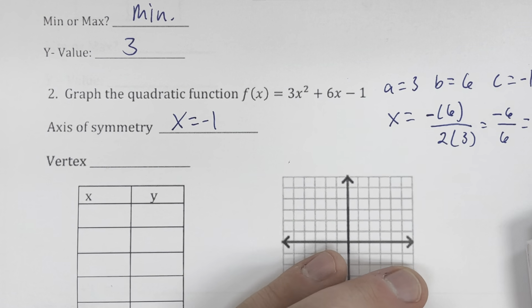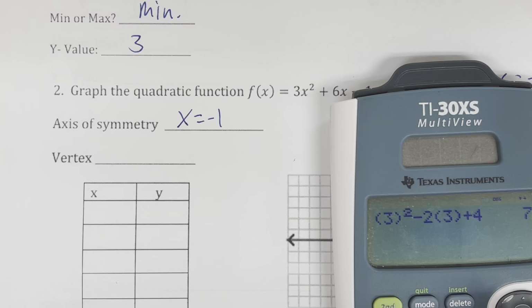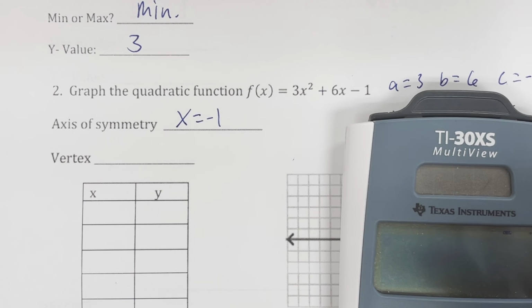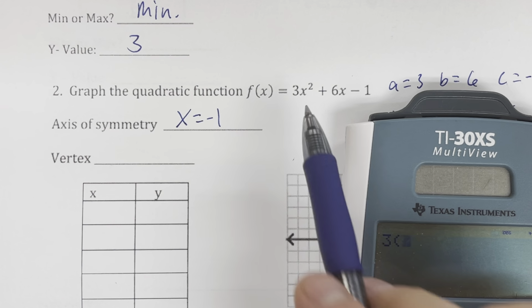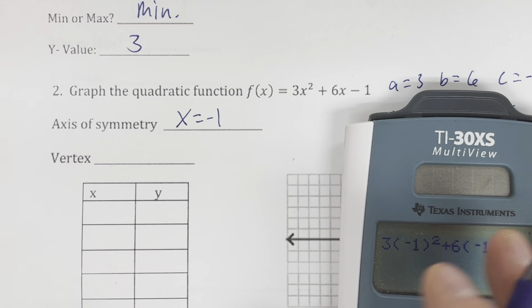Now, to find the vertex, I have to plug that back into the equation, sorry. So when I plug it in, 3 parentheses, put the parentheses where the X is, I'm putting in -1 squared plus 6 parentheses -1 minus 1. And we got -4.